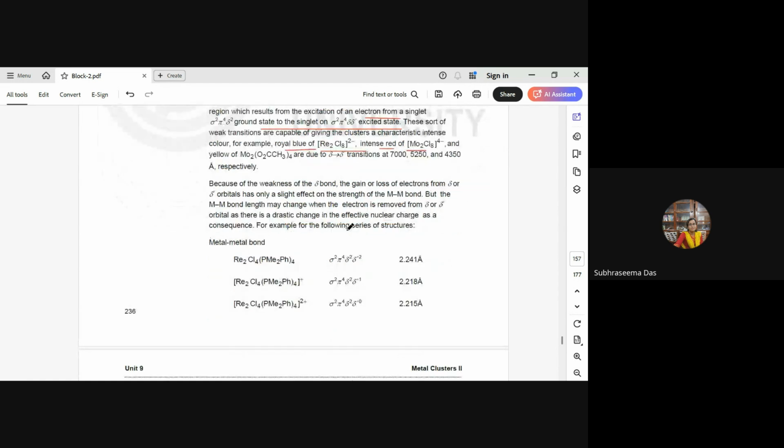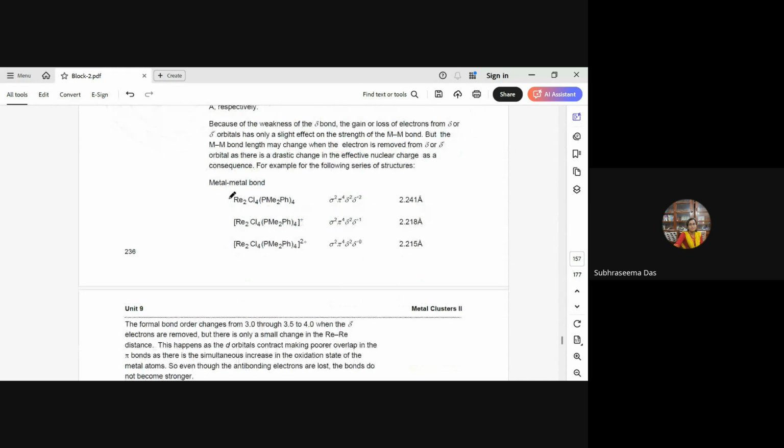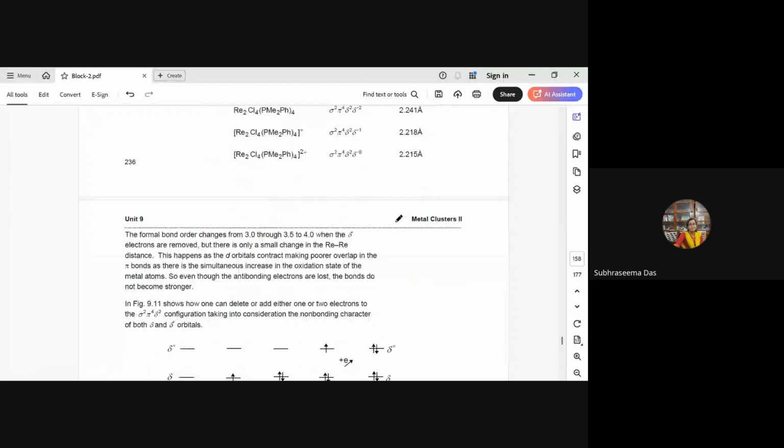Because of the weakness of the delta bond, the gain or loss of electrons from the delta or delta star orbitals has only a slight effect on the strength of the M-M bond. Here it has been shown for the metal-metal bonds what their relative strength is.